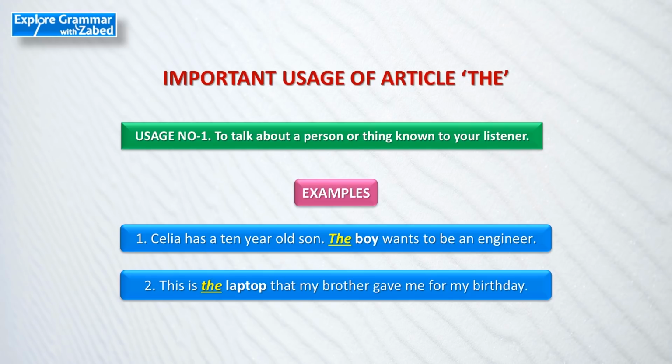One more example of it. This is the laptop that my brother gave me for my birthday. This example is a little bit different because if I stop with this is the laptop, then you will be confused as you don't know about the laptop. But then if I give you more information about the laptop, it's the laptop that my brother gave me for my birthday, so that's why it becomes known to you.